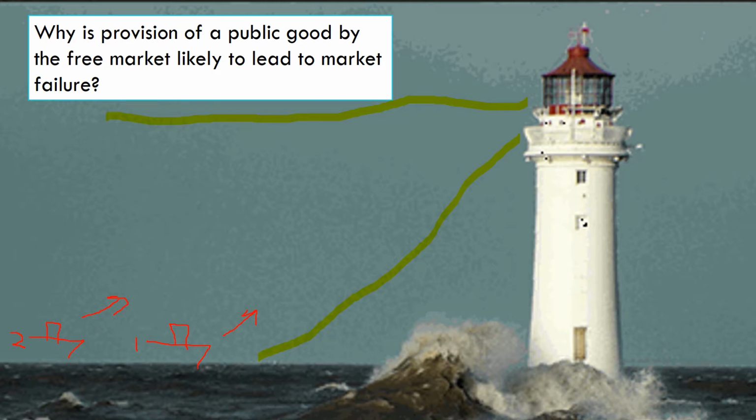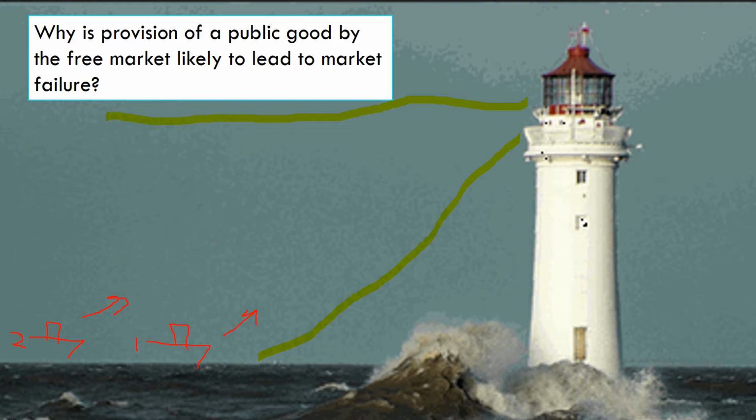Now, if boat number 1 pays for the service and the lighthouse beams out its light, there is an incentive for boat number 2 not to pay because they can still use the service. So there's a clear incentive for boat 2 to free ride on the payment of boat 1. If you were the captain of boat 1, how would you react to boat 2 free riding on the money that you paid? You'd be very annoyed. And in future, you might say, why should I pay the lighthouse if boat 2 is just going to free ride on my payment? So I'm not going to pay either.